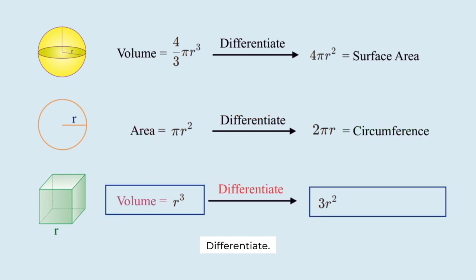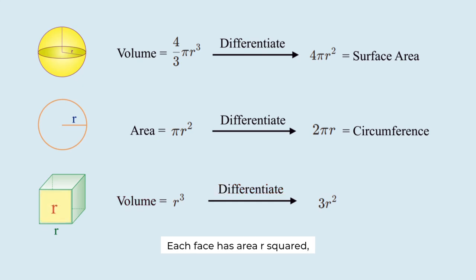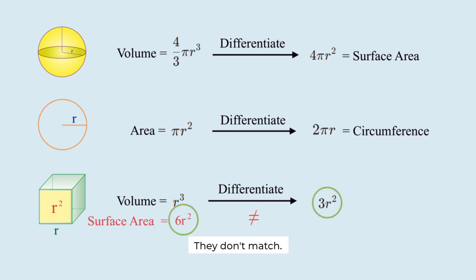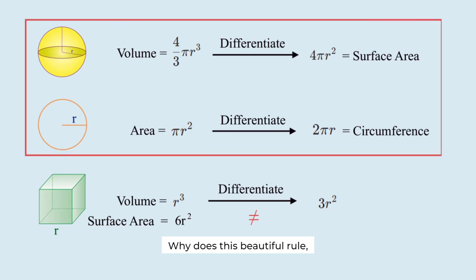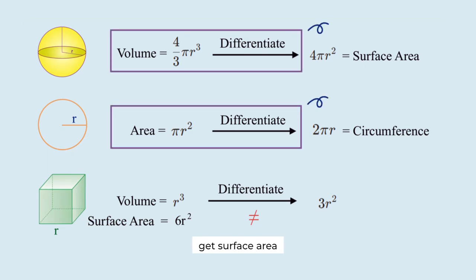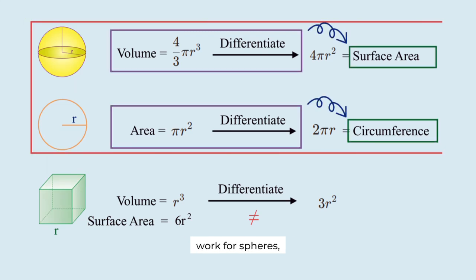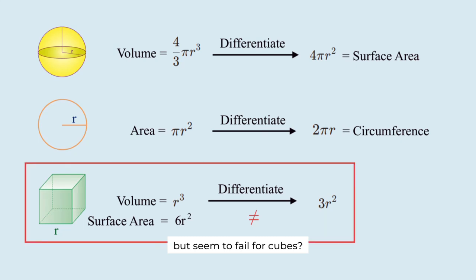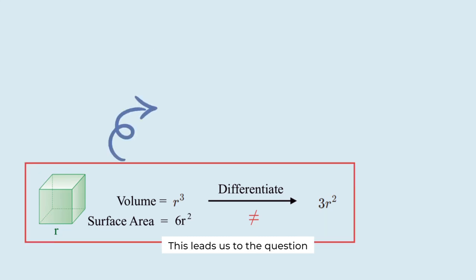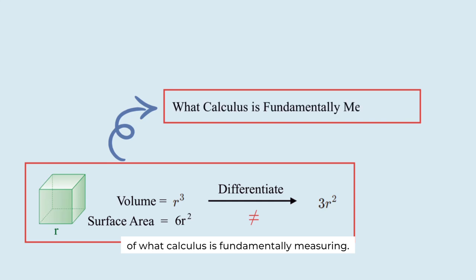Differentiate. Is that the surface area? Each face has area r squared, so the total surface area is 6r squared. They don't match. Why does this beautiful rule, differentiate volume, get surface area, work for spheres, but seem to fail for cubes? This leads us to the question of what calculus is fundamentally measuring.